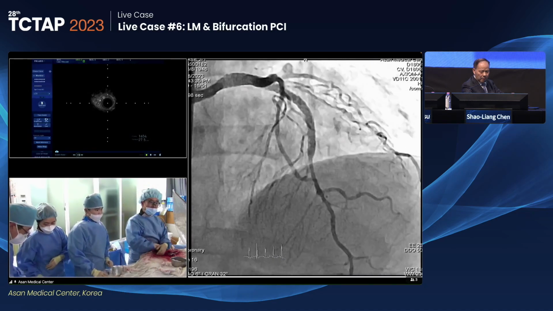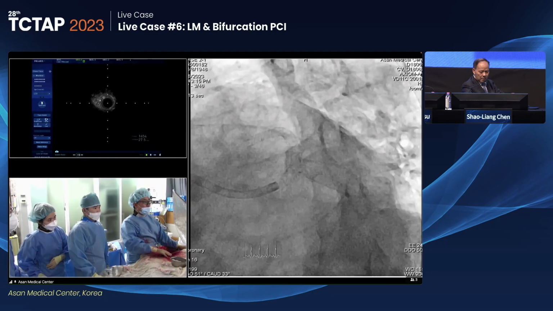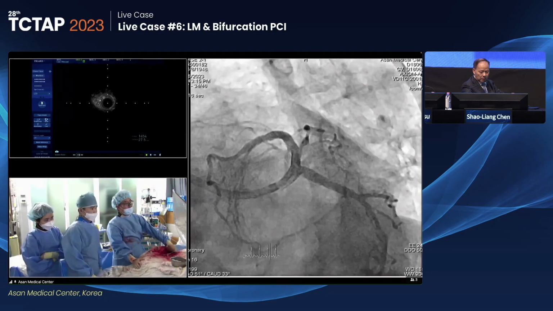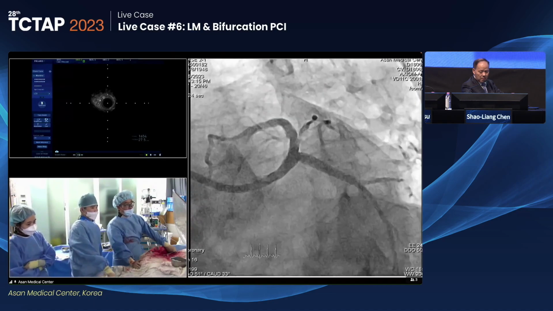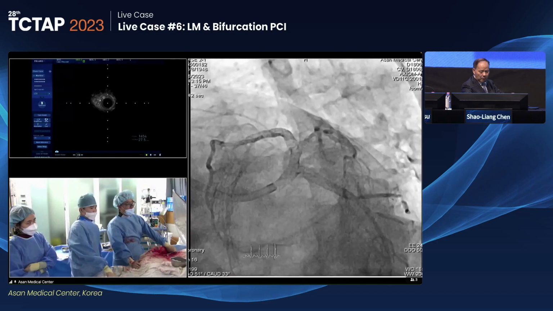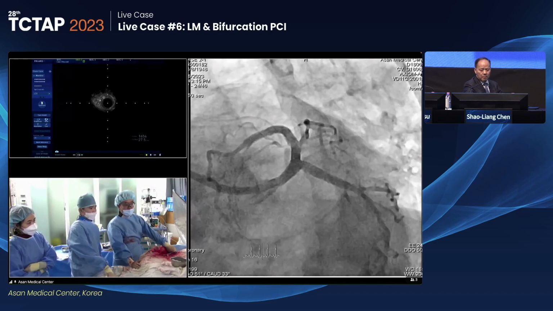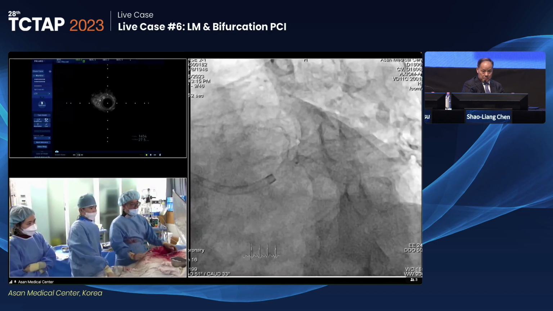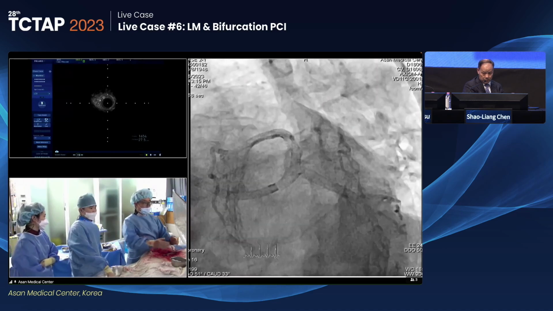And this is, I think, a typical example of the left main complex lesion. How can you treat? How can you do a balloon crush? The crush technique for the distal main. I hope the audience learns a lot of things. Okay. Yes, and thank you.